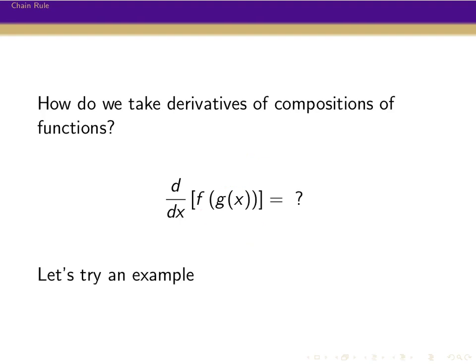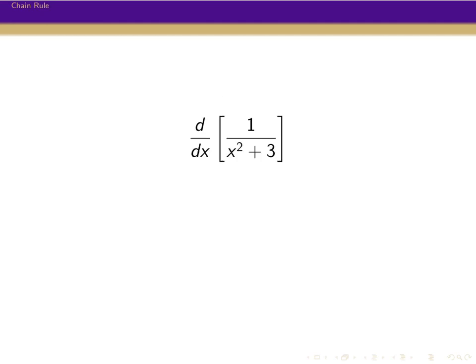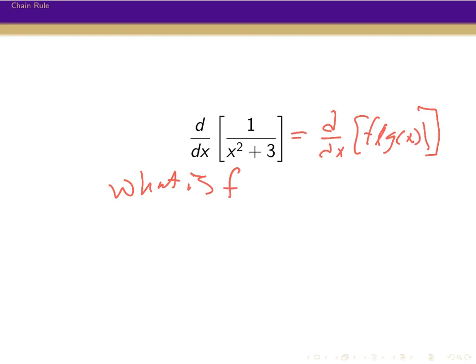Okay, so let's start looking at this by an example. We're going to take the derivative of 1 over x squared plus 3. First of all, how can we think about this as a composition? If we want to think about this as being f of x with g of x plugged in, what is f and what is g?